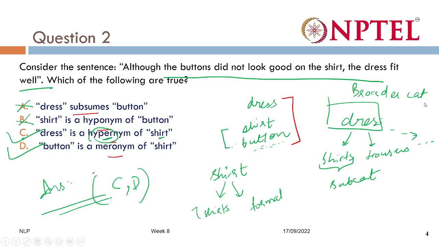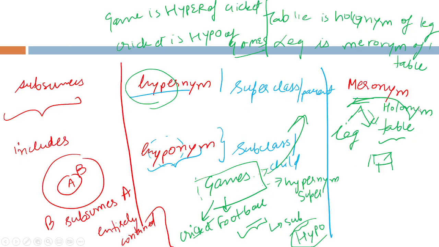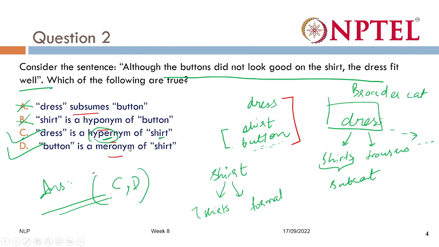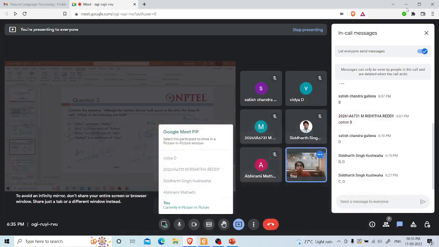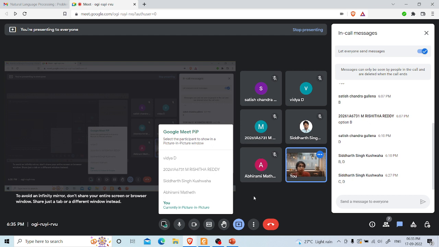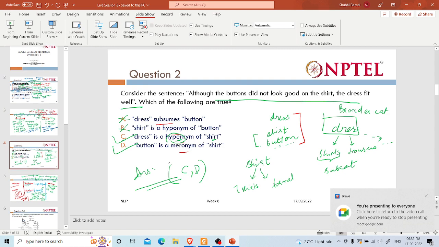So any doubts? You need to remember these concepts. Based on this only, you will be able to mark the options. Any doubts, anyone? Please unmute and ask. Please respond. It's clear? Okay, great. Then let's move to the next question.